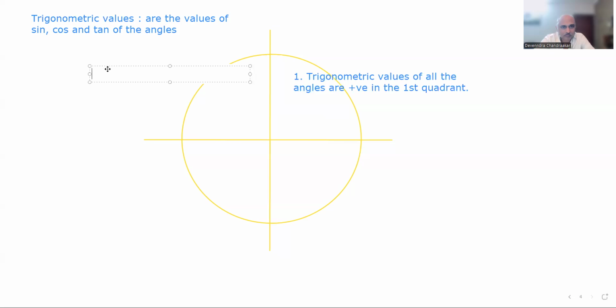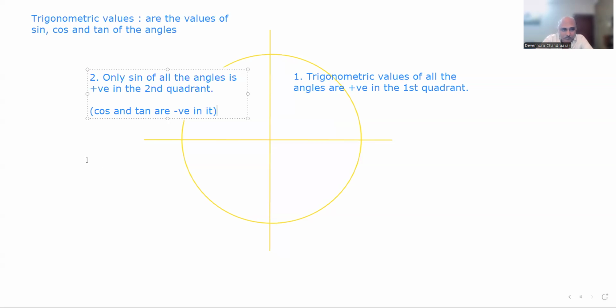इसमें क्या है? In the second quadrant, only sine of all the angles is positive. ठीक है? इसमें always remember, cos of the angles and tan of the angles are negative.